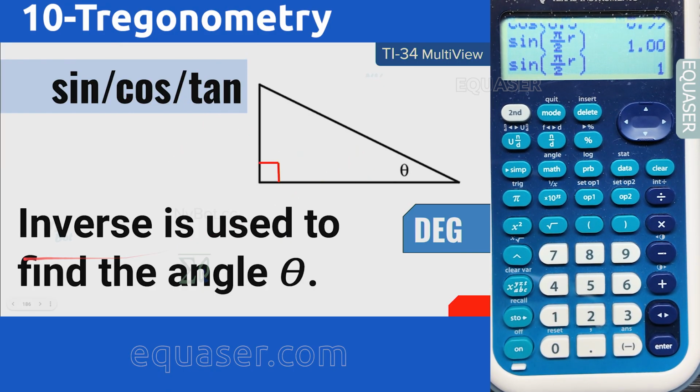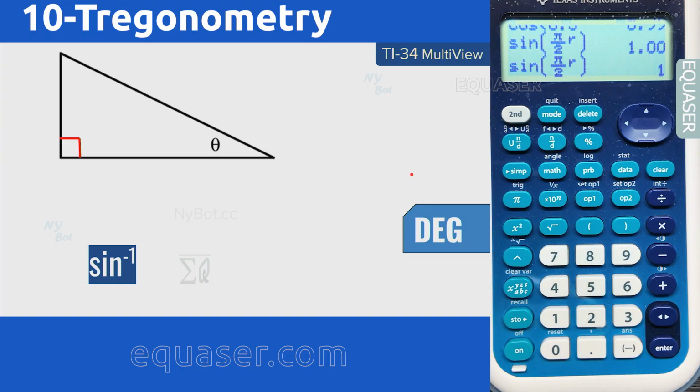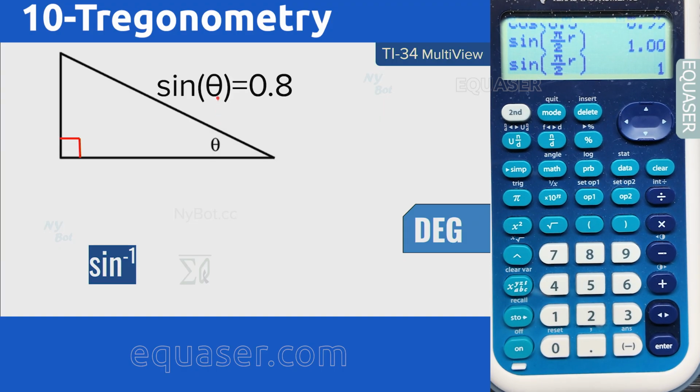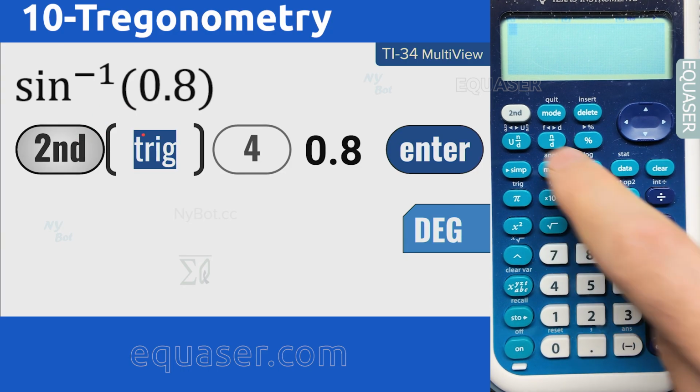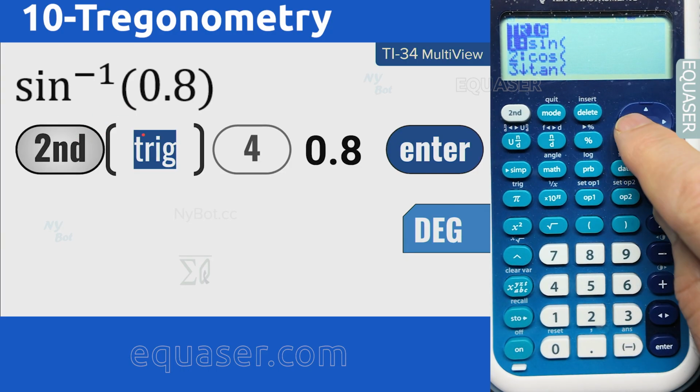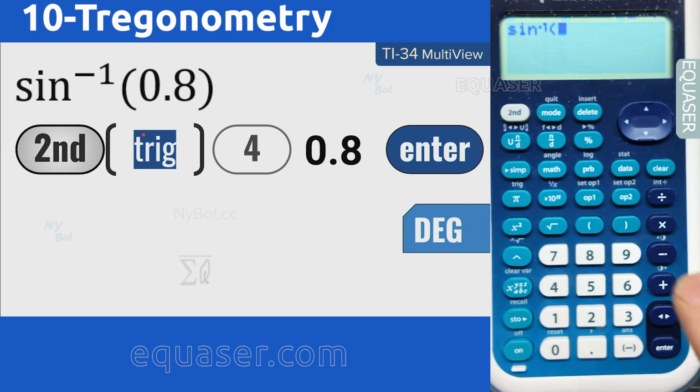Now, if inverse is used to find the angle theta, we must have the sine or cosine or tangent of theta. For example, we have sine of theta equal to 0.8. What is that theta? We can use sine inverse to find that. To do that, we press second function, trig, and number 4, sine inverse.